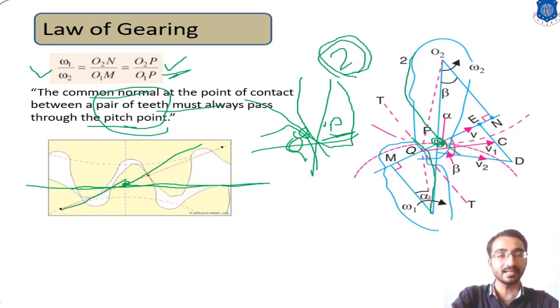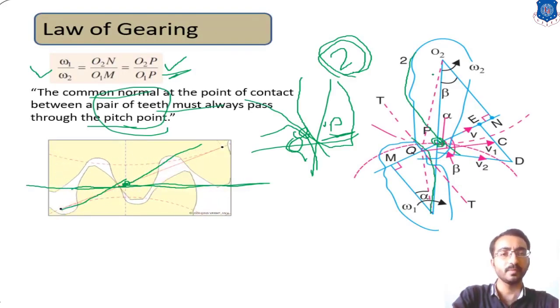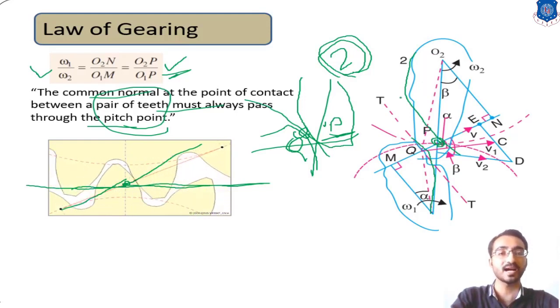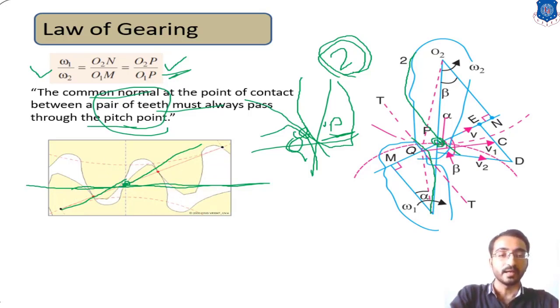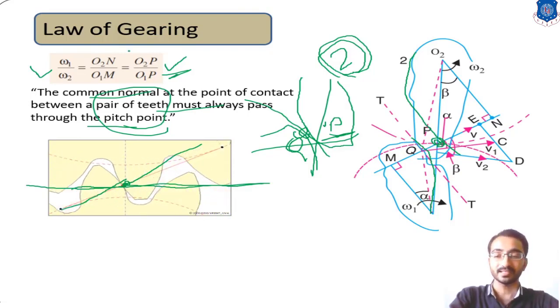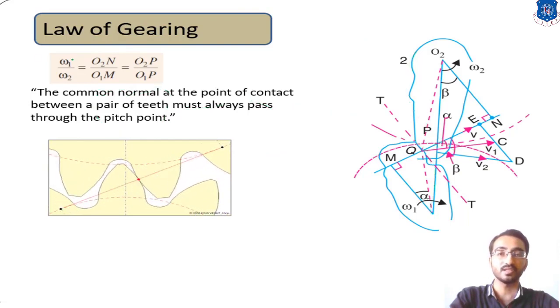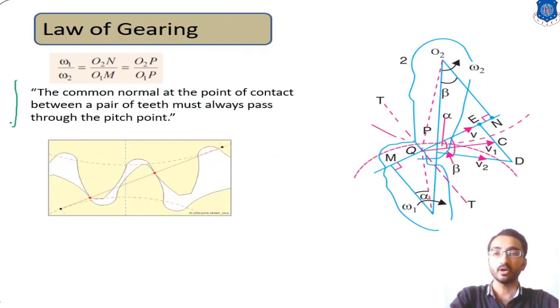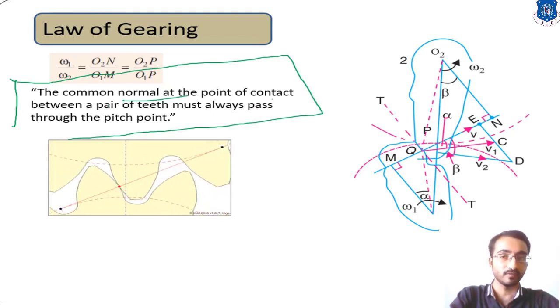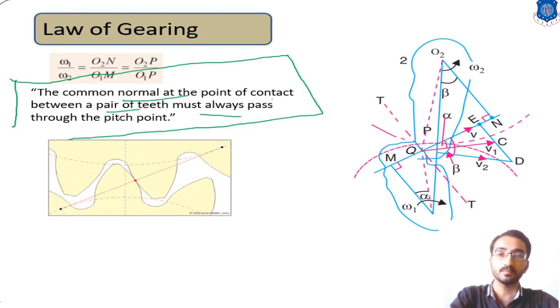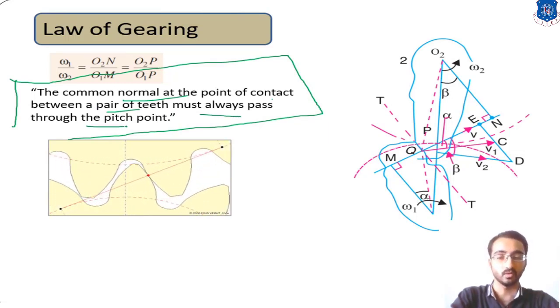So in practice, mainly two types of tooth forms are used to achieve the proper law of gearing, and we will study these two forms in our next session. So in this session let's wind up with the law of gearing statement, which is very essential for designing a gear, and it says that the common normal at the point of contact between a pair of teeth must pass through the pitch point. Okay, thank you.